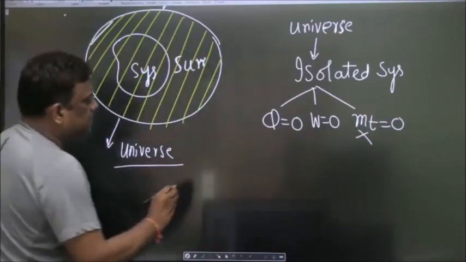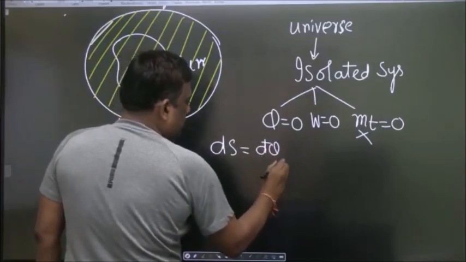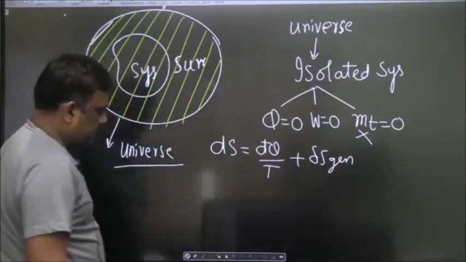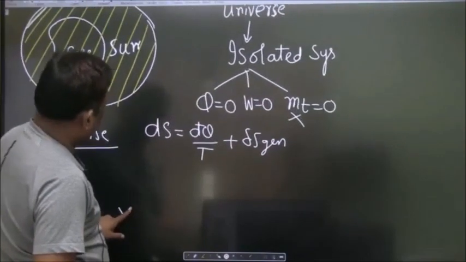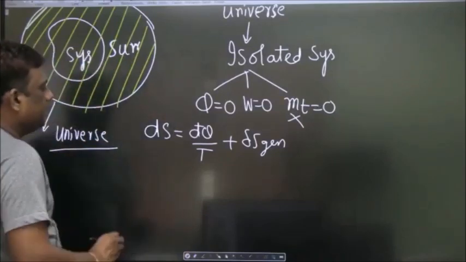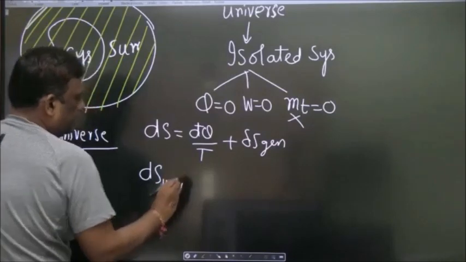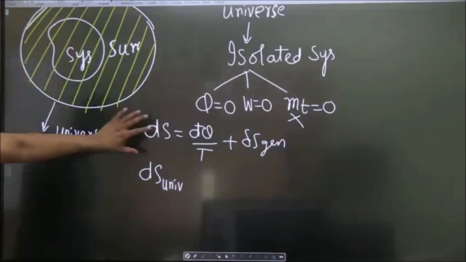Okay, let us try to write the equation. dS is equal to d'Q by T plus delta S generation. Listen carefully. Now let me apply this for the universe.